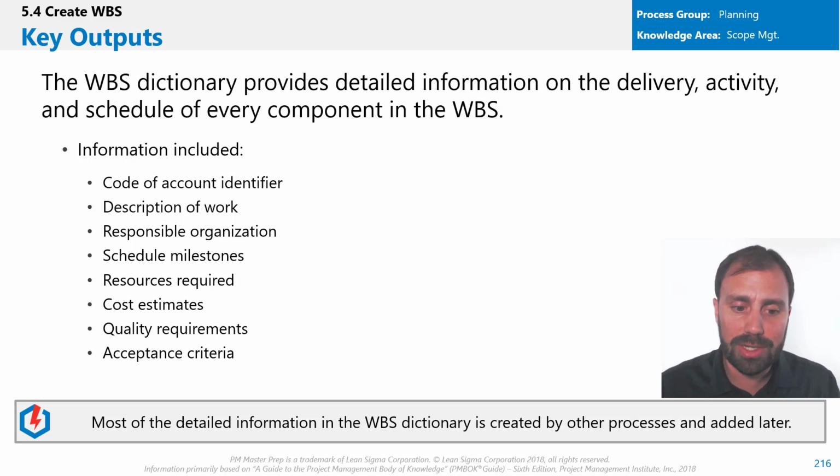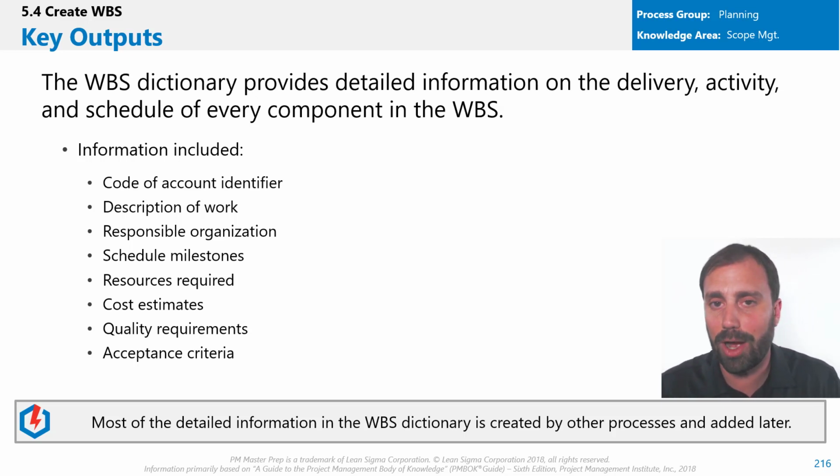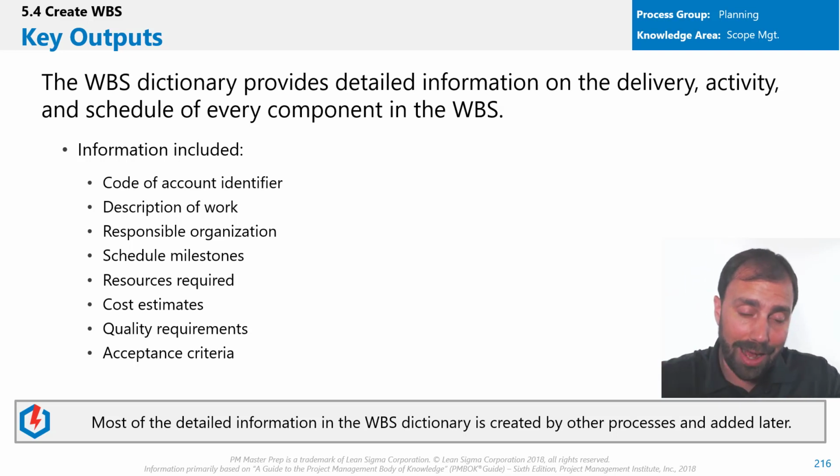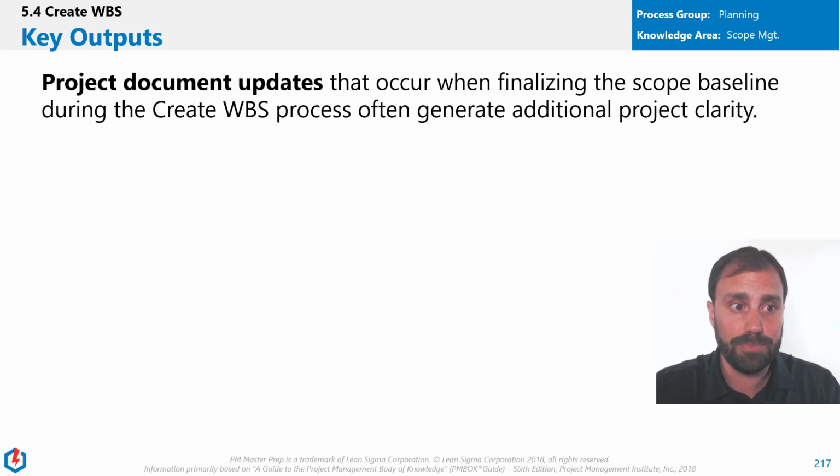Most of the detailed information in the WBS dictionary is created by other processes and added later. So you're not going to have all this information at the beginning. You could think, oh goodness, how am I going to get all this information while I'm still early in the planning process? Well, you're going to have a lot of it, but you're not going to have all of it. You're going to get all of it as you start to iterate. That's great.